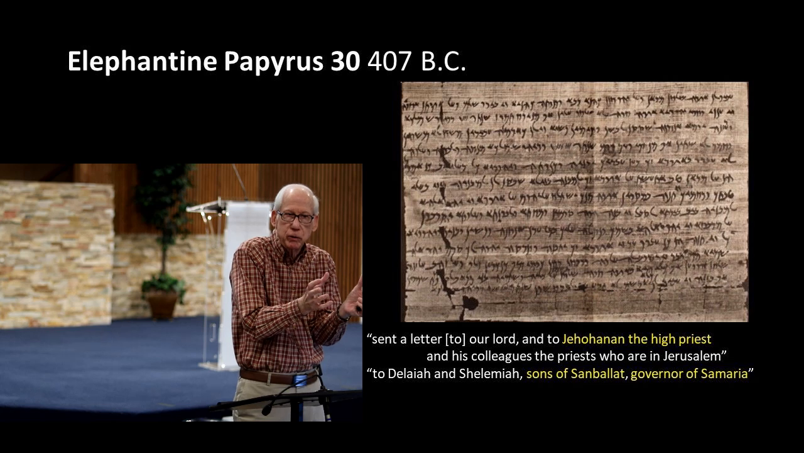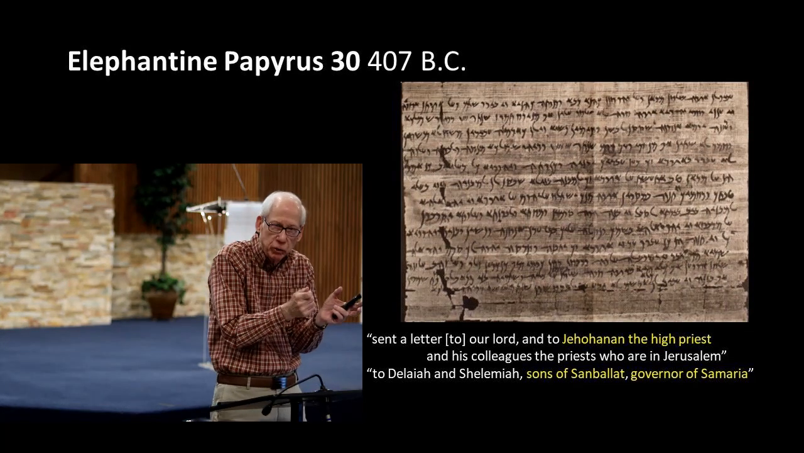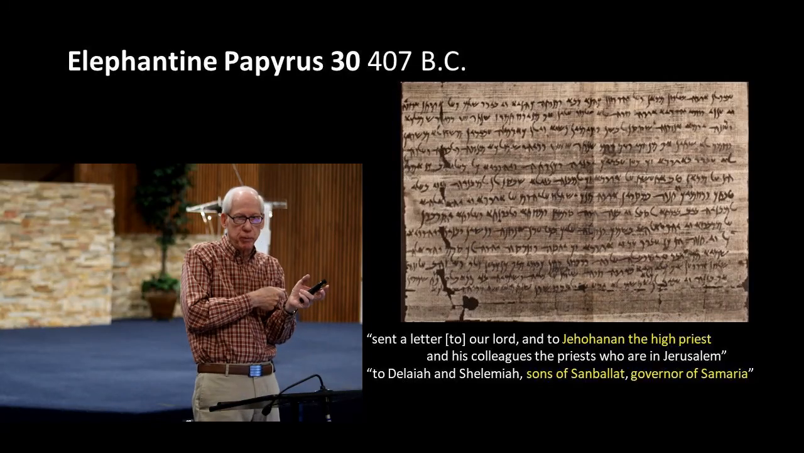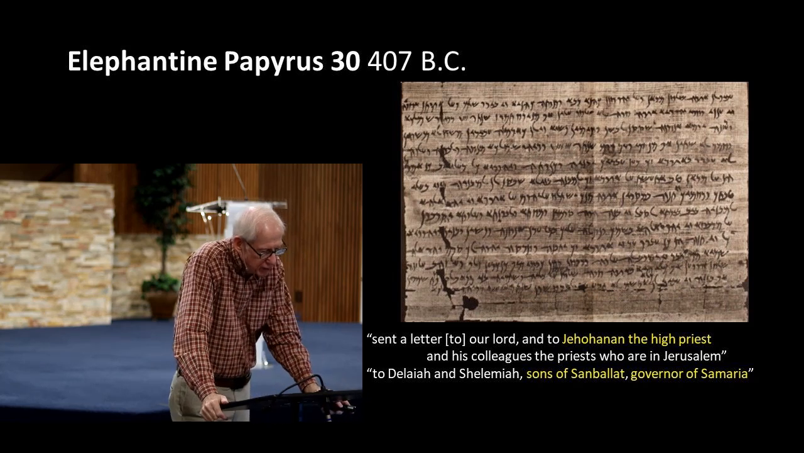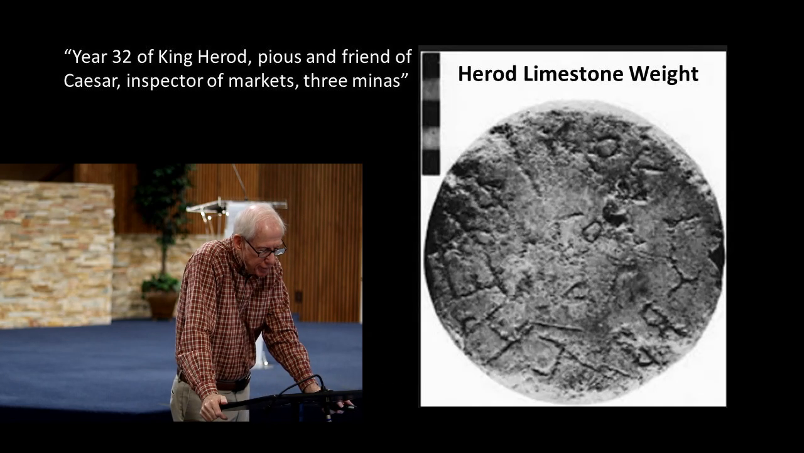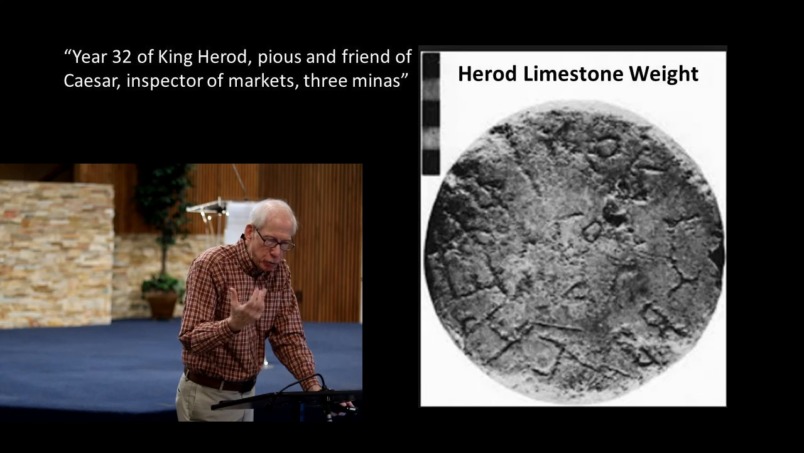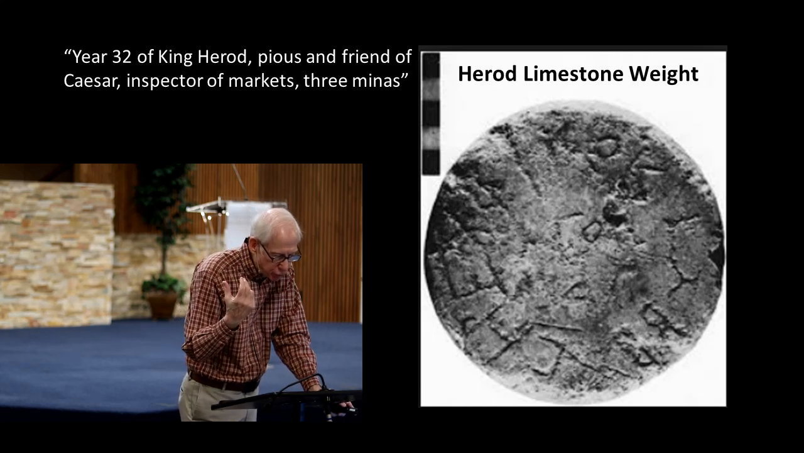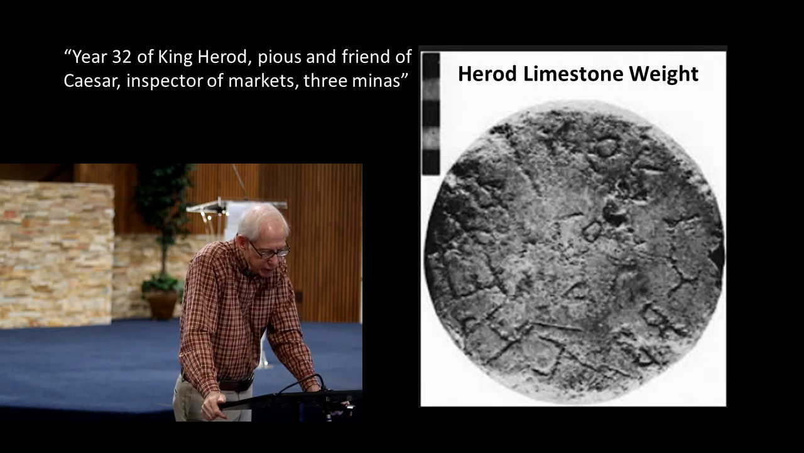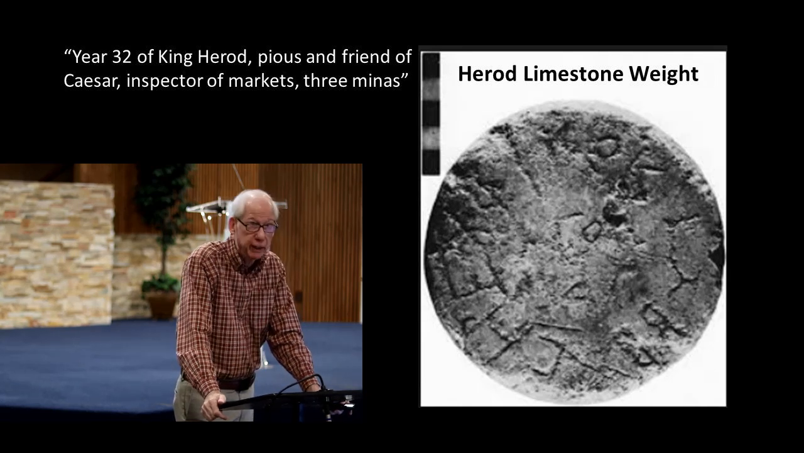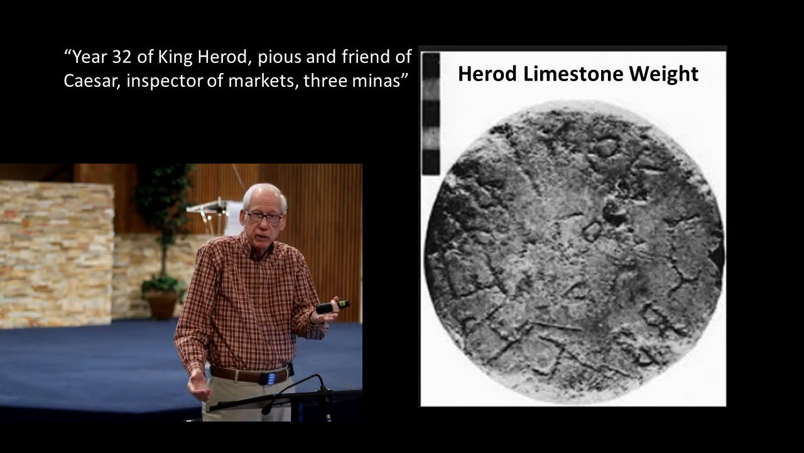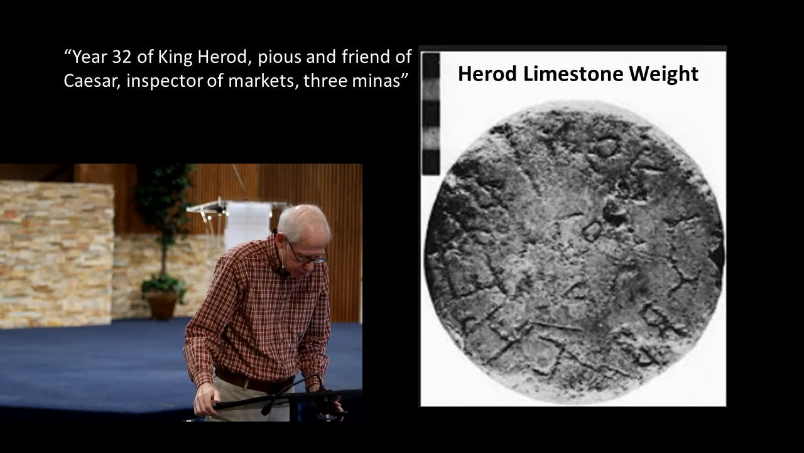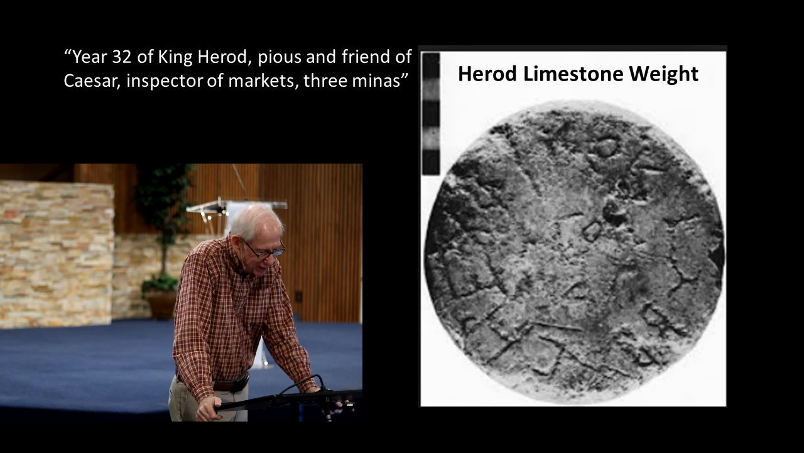It's not a secret that they're historical characters, but what I'm looking at is archaeological finds that confirm these people. Artifacts, objects, not literature. In 1970, Yaakov Meshorer published a limestone weight, probably from Jerusalem, that has a Greek inscription on it. That inscription says, "Year 32 of King Herod, pious and friend of Caesar, inspector of markets, 3 minas." So here King Herod is indicated right on this limestone weight. We have Herod's identification.